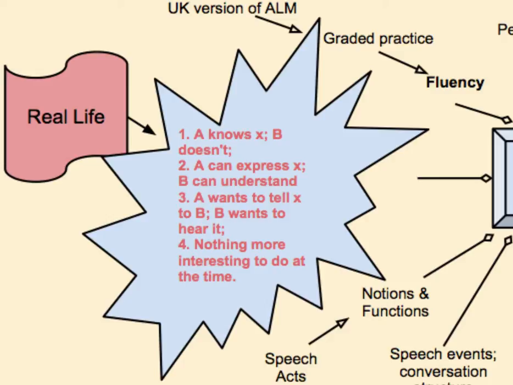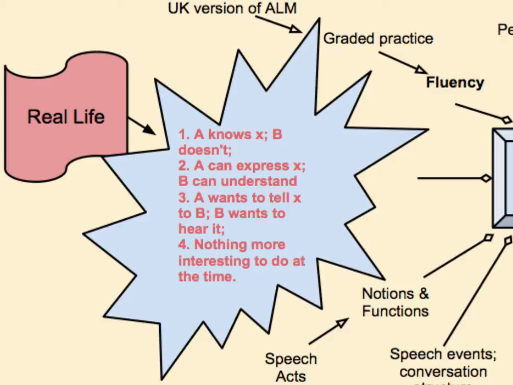For real, genuine communication to take place between 2 people, A and B, we need the condition that A knows something which B does not. Secondly, that A can express that idea or piece of information in the target language and B can understand it.